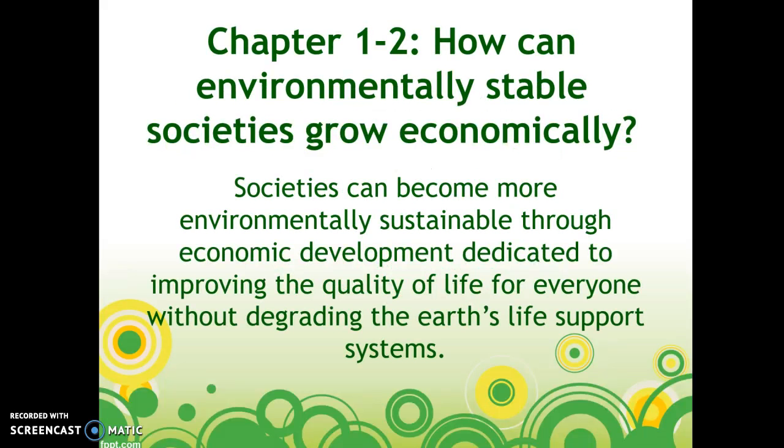So Chapter 1-2 is fairly short, and it covers how environmentally stable societies can grow economically. The main idea of this section is that societies can become more environmentally sustainable through economic development dedicated to improving the quality of life for everyone without degrading the Earth's life support system. So the focus of this section is really economics here.